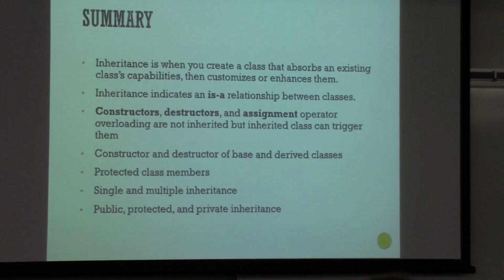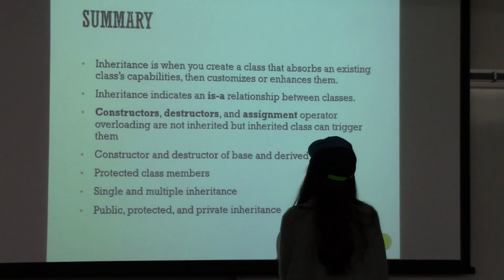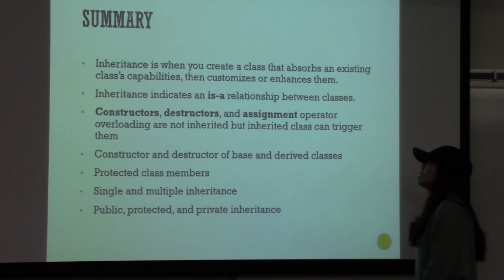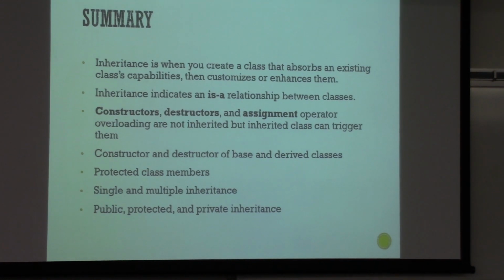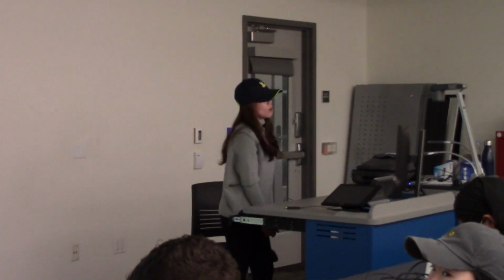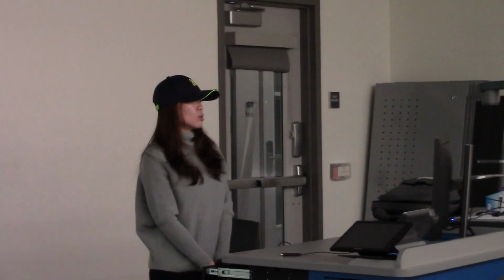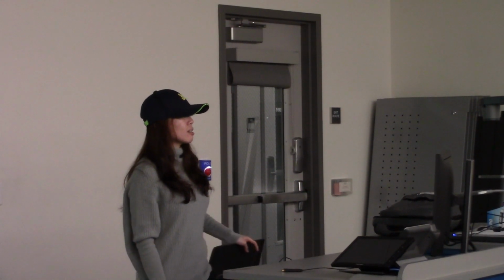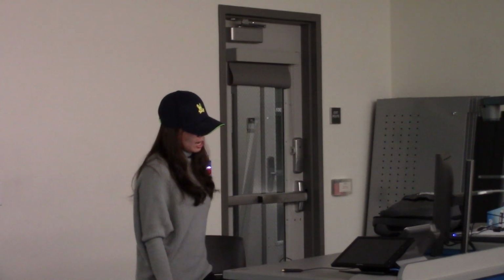All right, summary. Inheritance is when you create a class that uses the base class concept, so you don't need to write duplicated code, and it indicates an is-a relationship only. Constructor, destructor, and assignment operator do not get inherited, but you can call them, you can access them. Constructor and destructor of base and derived class. We also showed you default, right? And then we showed you how protected class members work. A simple example of multiple inheritance. And finally, I explained the difference between public, protected, and private. We will only be using public inheritance.